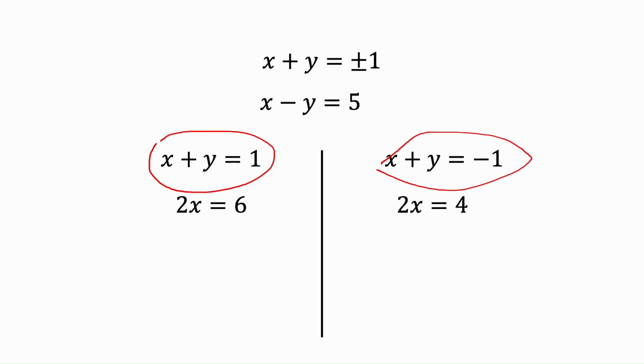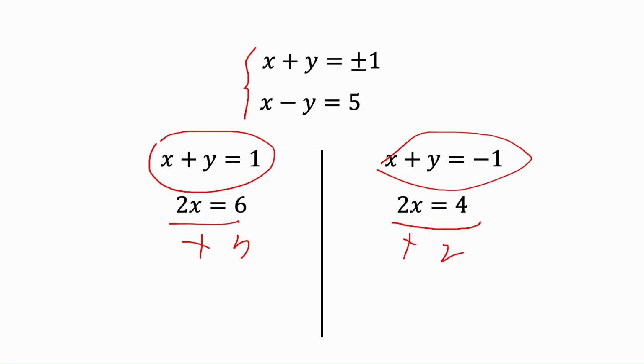For example, for the first one, if we add both equations together, we will have 2x equals 6 because we have a positive 1. And for the second one, we will have 2x equals 4. So for the first one, x equals 3, and for the second one, x equals 2.